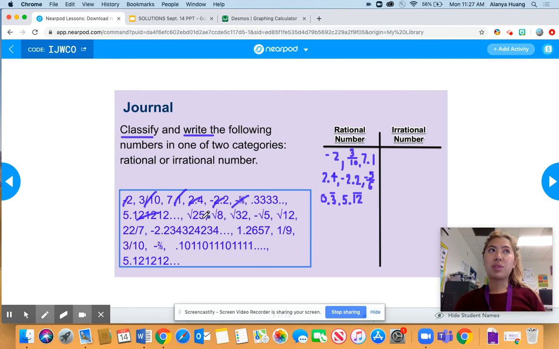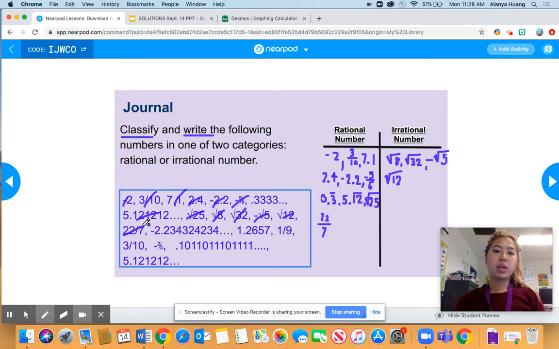Square root of 25 is a perfect square because 5 times 5 is 25. So this is a rational number. Square root of 8 is an irrational number since it's not a perfect square. Square root of 32 is an irrational number since it's not a perfect square. Negative square root of 5 is an irrational number, so not a perfect square, as well as square root of 12. 22 over 7 is a fraction, so it's rational.